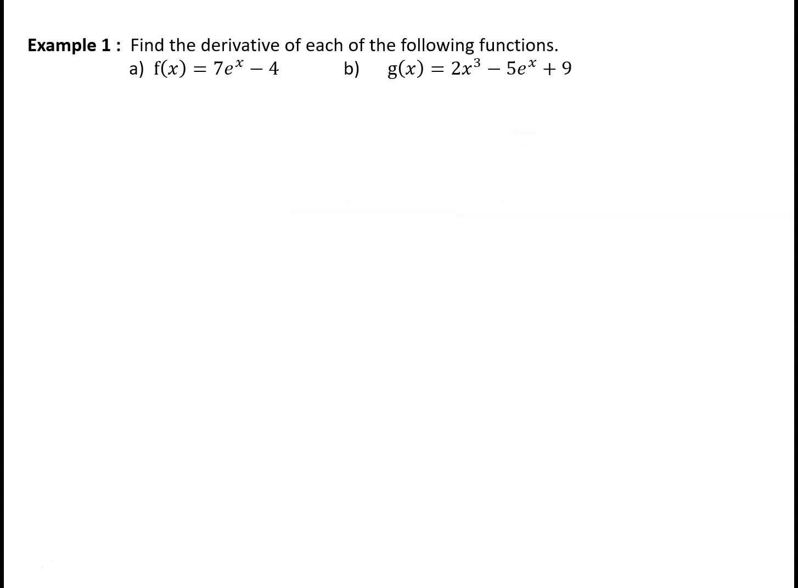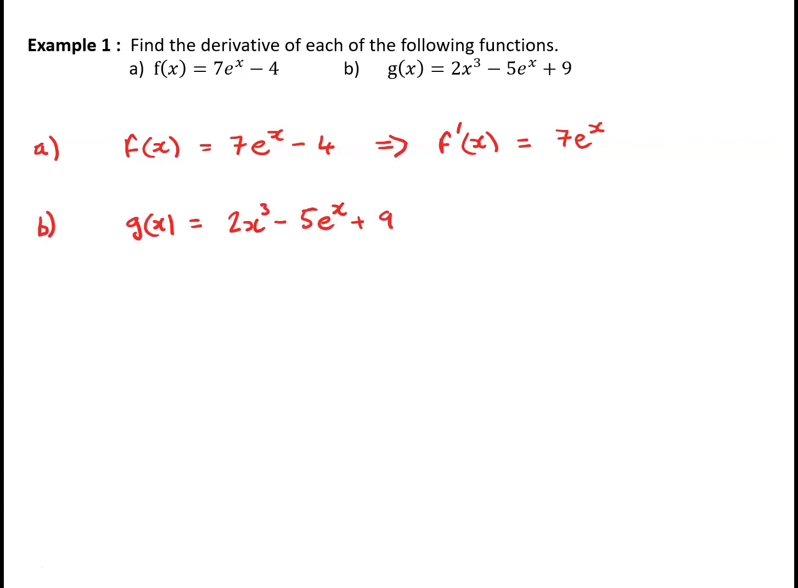For an example of using this, find the derivative of each of the following functions. Well, if f of x is 7e to the x minus 4, then we can say that f dash x is going to be 7 times the derivative of e to the x, and we've just found out the derivative of e to the x is e to the x, minus the derivative of 4, and the derivative of 4 is just 0. So we've got f dash x is 7e to the x.